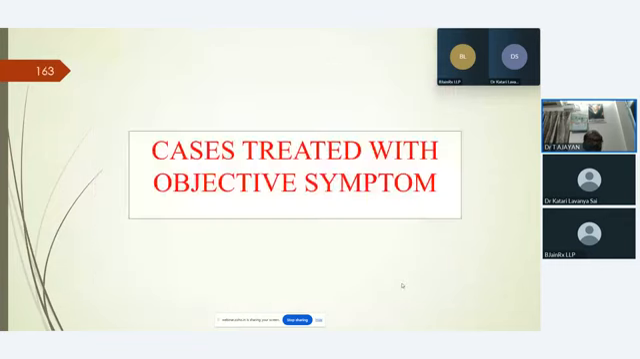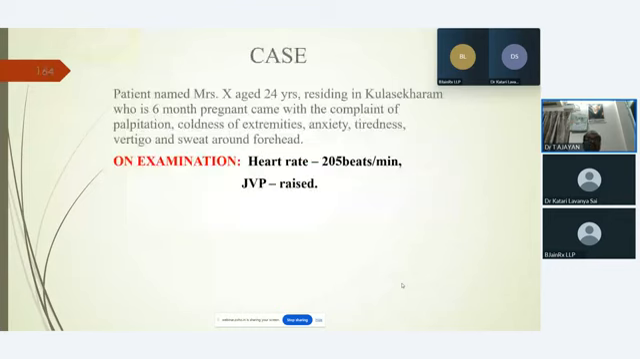Then a few cases I would like to discuss with you. With the help of this repertory, I am able to select the right homeopathy medicine. A case: a patient aged 24, residing at Kulashekaram, 6 months pregnant, came with complaints of palpitation, cold extremities, anxiety, tiredness, vertigo, and sweat around the forehead. The heart rate is exceeding 205.